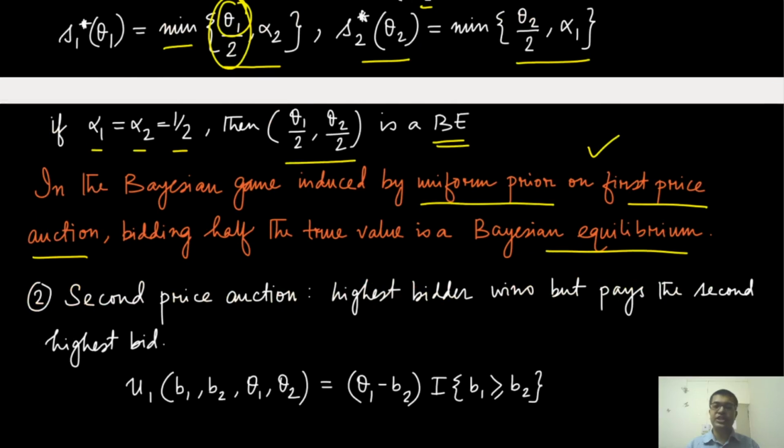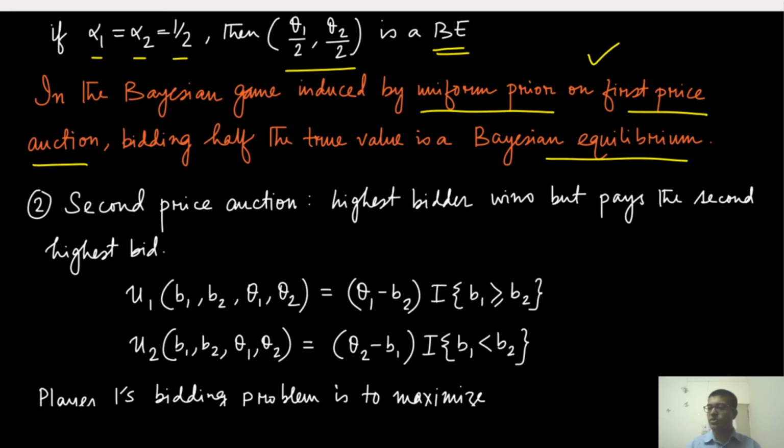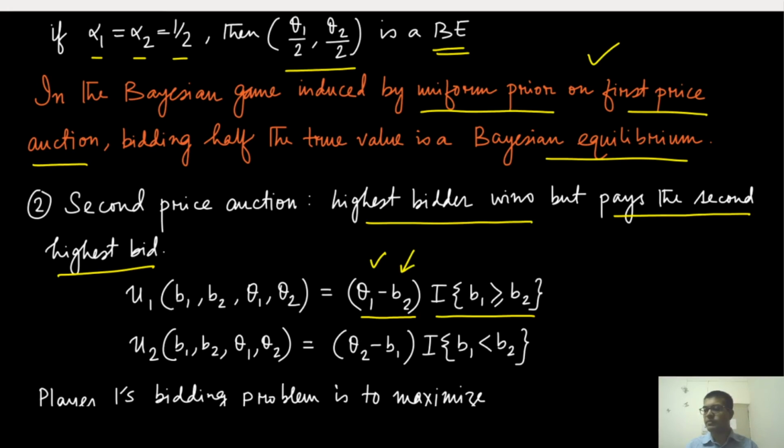Now let us look at a variation of the same problem. The winner determination rule remains the same: still the highest bidder wins, but the payment rule is different. It pays the second highest bid. So when there are only two players, if player 1 wins, it pays the bid that has been given by player 2. So the utility changes. The winner determination is still the same, player 1 will win if b1 is at least as much as b2, but the net payoff changes from theta 1 minus b1 to theta 1 minus b2, because this is the other player's bid that it is expected to pay. Similarly, when player 2 wins, it should pay the bid of player 1.